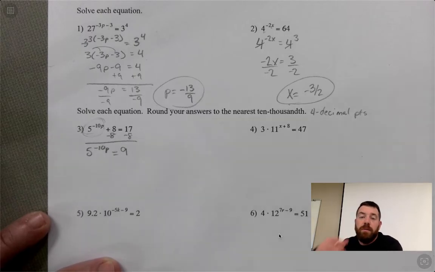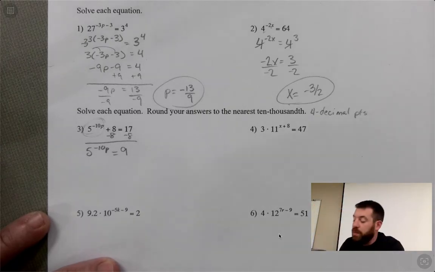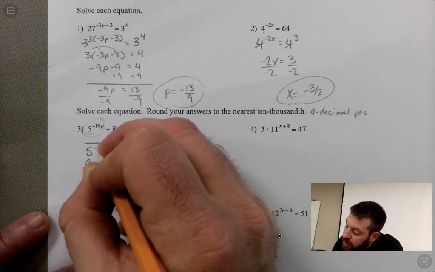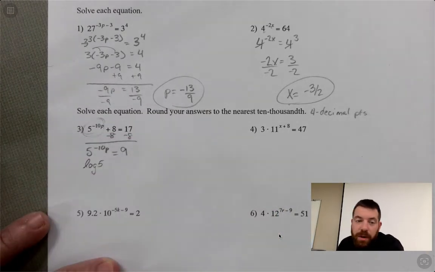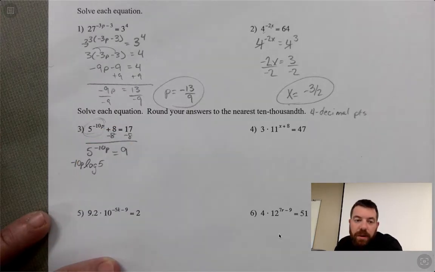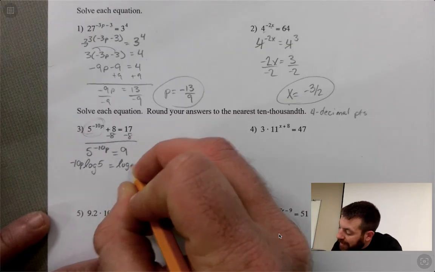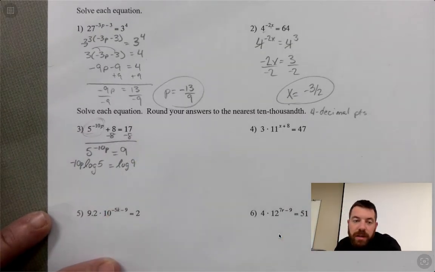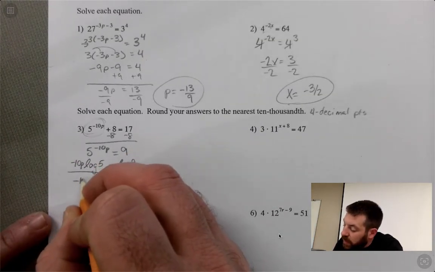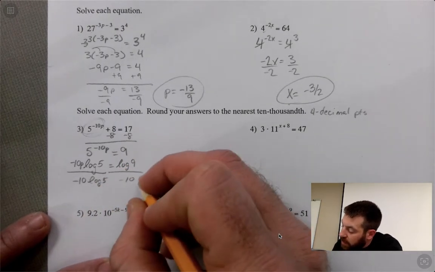Okay, now, the reason we learned our log rules is that I'm going to log both sides, because then that brings my exponent out front. So I'm going to log the 5, and that brings the negative 10p out to the front. So now I'm going to have a negative 10p in front of log 5 equals log 9, because I logged both sides. Since I'm using only multiplication over here, we're going to divide by negative 10 log 5 to isolate the p.